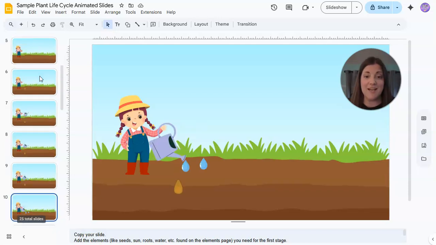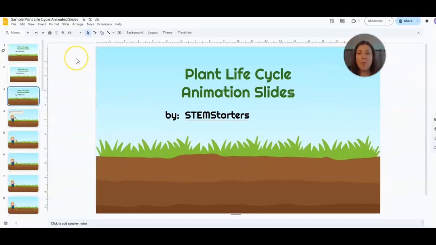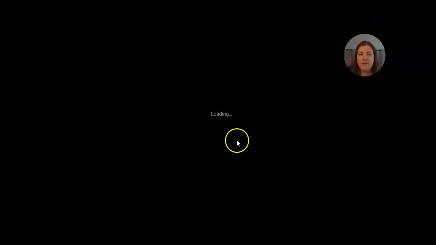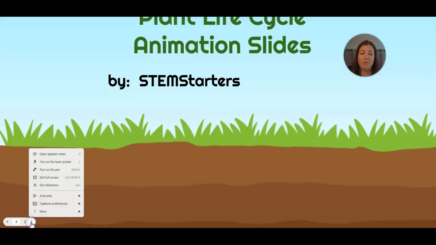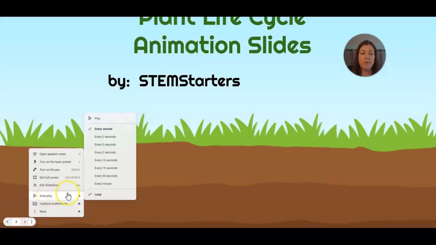it looks like it's animated because of the small changes I've made on each page for stop motion animation. One thing I can do to show the animation right in Google Slides is in the slideshow option. So let me show you that. Go to slideshow, go down here to the options menu by clicking on the three dots. I will go to autoplay. I will click on every second.